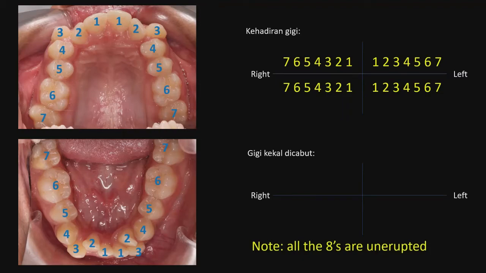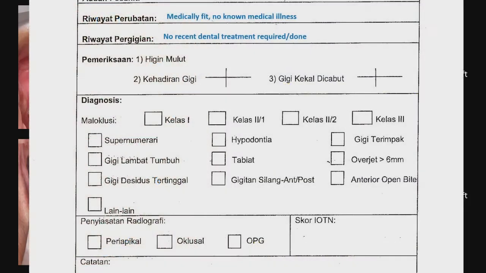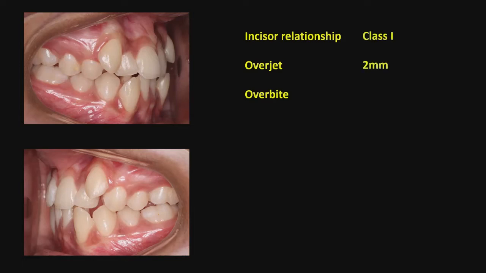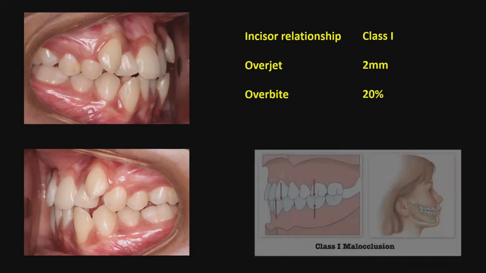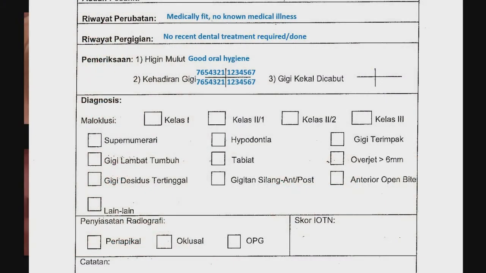Now, we write our findings in the letter like this. We check for the incisor relationship, followed by the overjet and overbite. As for this patient, you can see that she has a Class 1 incisor relation with an overjet of 2 mm. Therefore, we have to tick on this box.